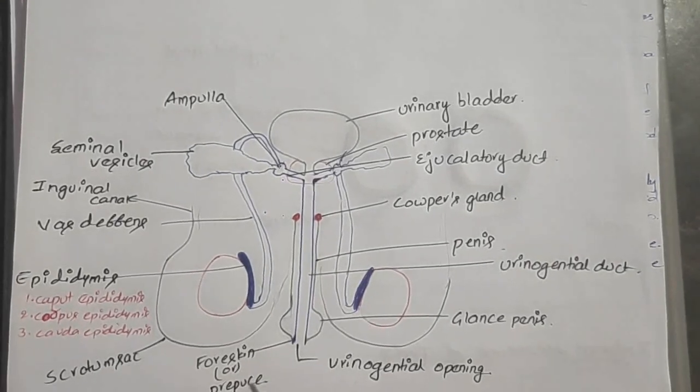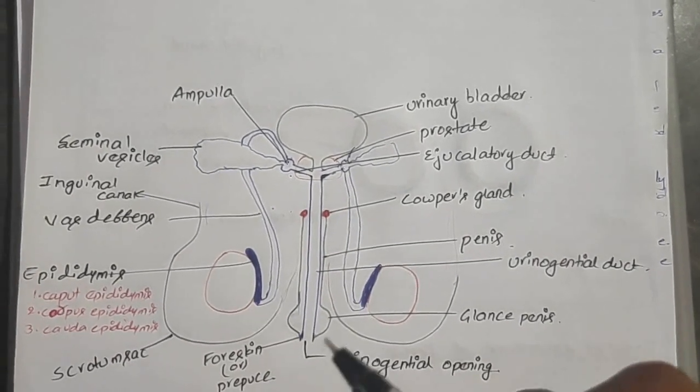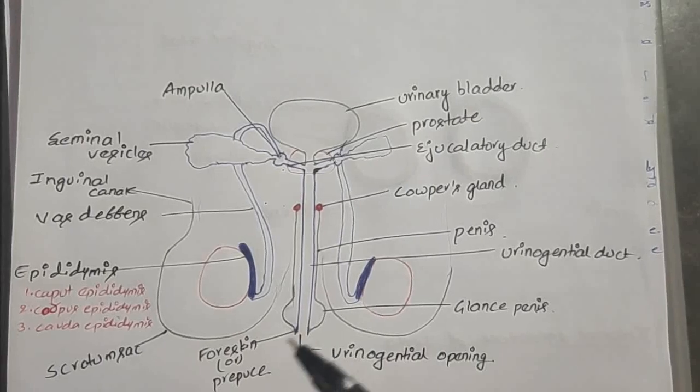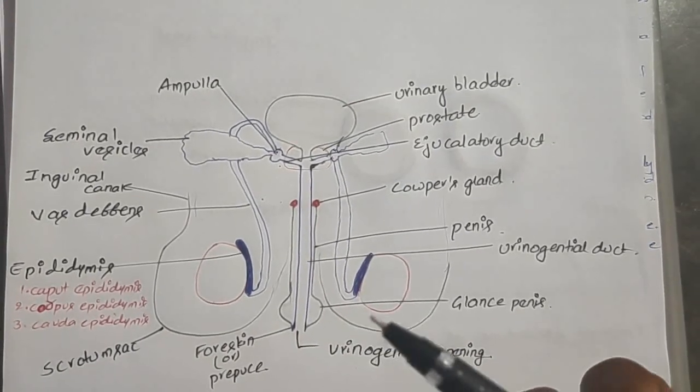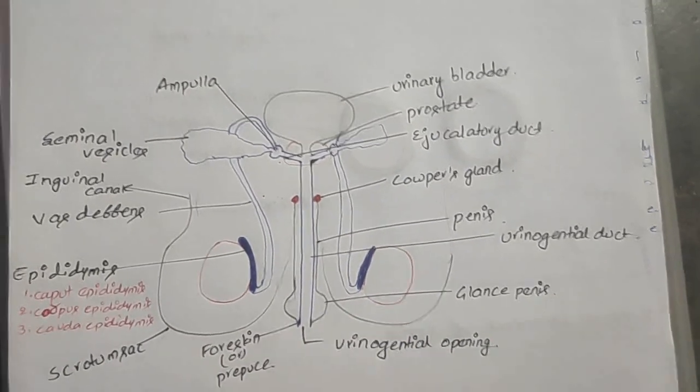In this video, we are going to discuss the male reproductive organ of human beings. This male reproductive organ is present at the pelvic region of male humans.